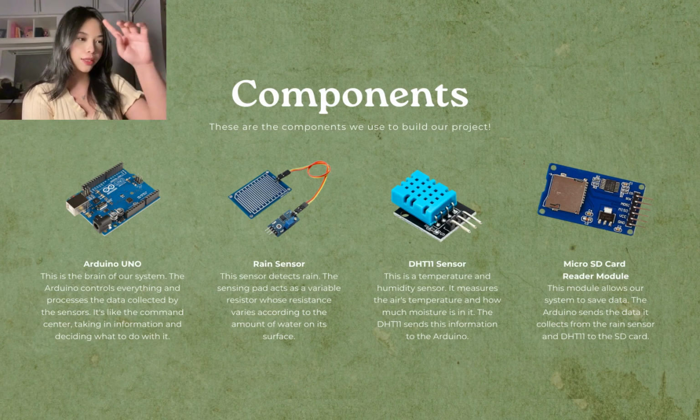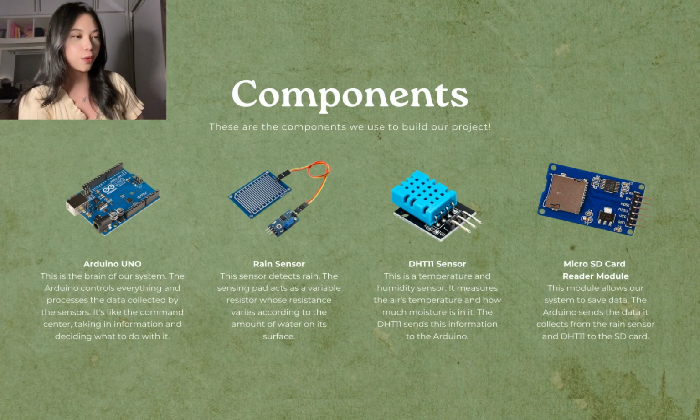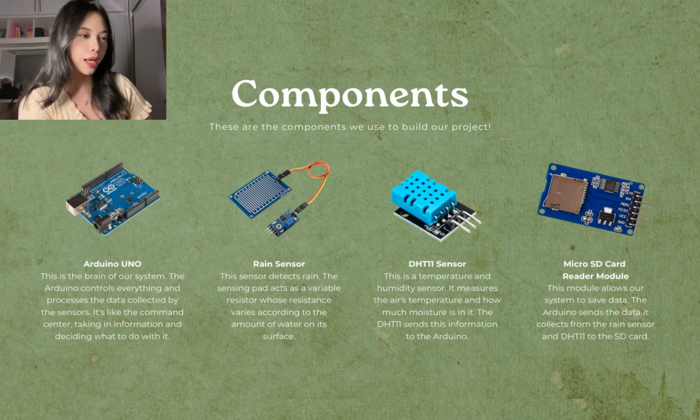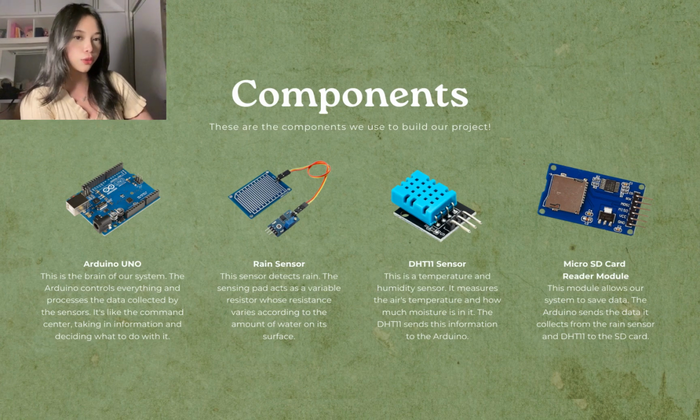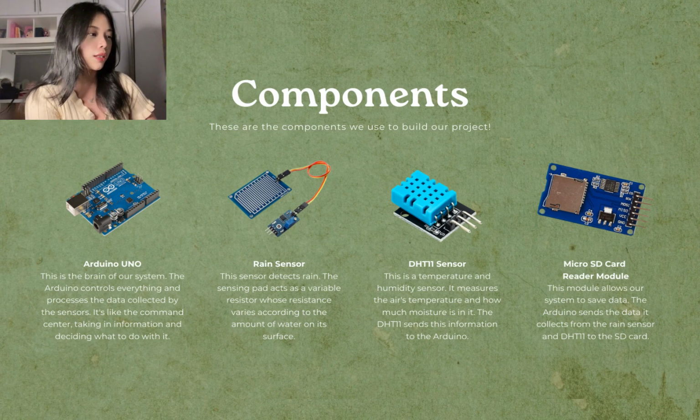Next, we have rain sensor. This sensor detects rain, and this sensing pad acts as a variable resistor whose resistance varies according to the amount of water on its surface. Next, we have DHT11 sensor. This is a temperature and humidity sensor. It measures the air's temperature and how much moisture is in it, and the DHT11 sends this information to the Arduino Uno.